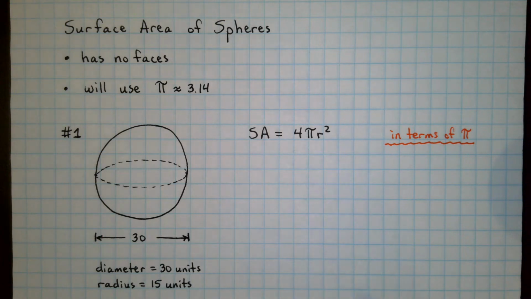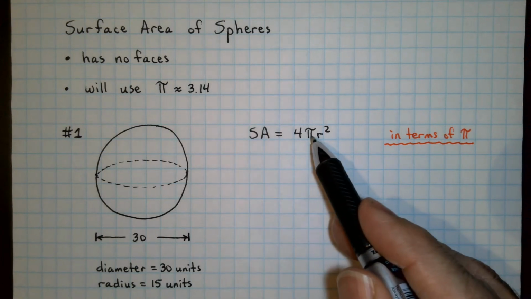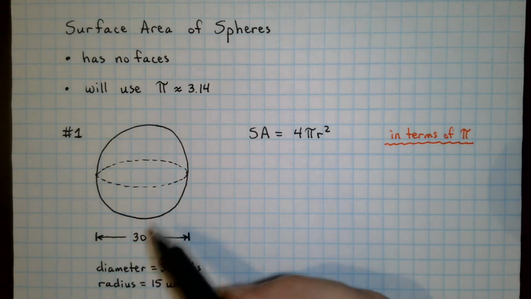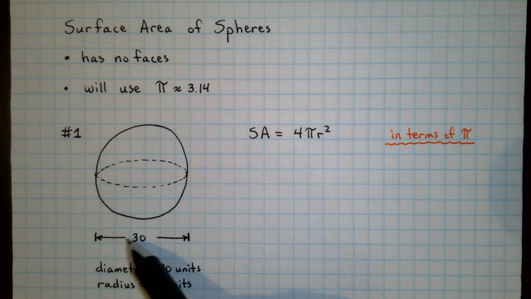Instead, we have this formula. Surface area equals 4 times pi times the radius squared. Well, in this particular one, we have the distance all the way across it. So that's the diameter, 30 units, and the radius then would be half of that, 15 units.